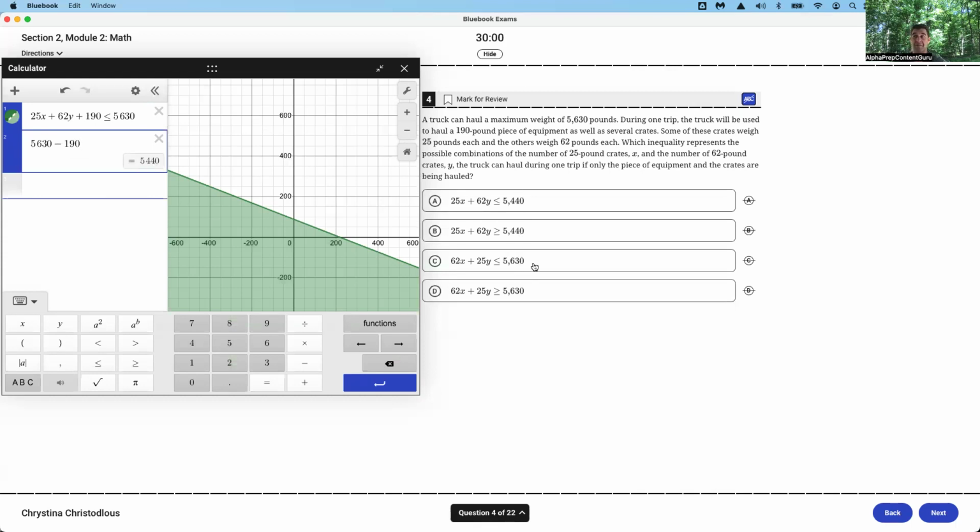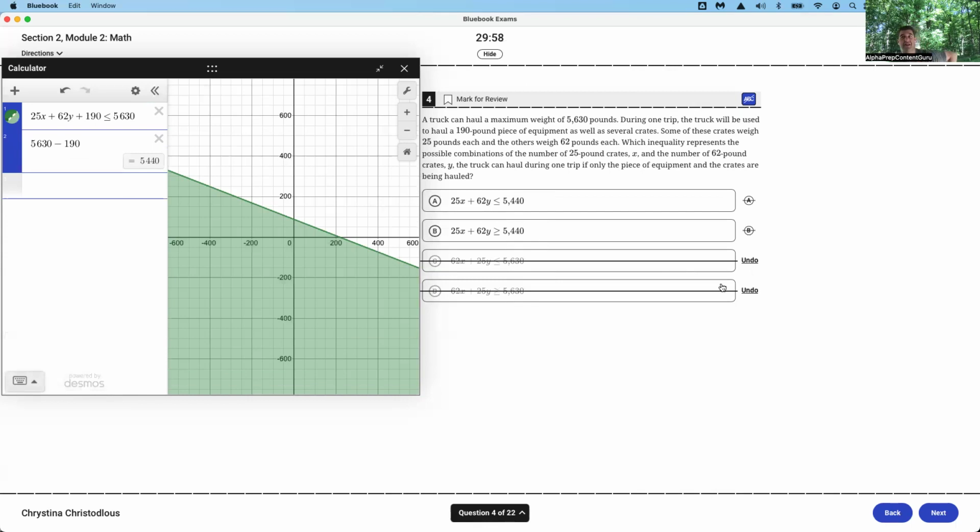Trick. They want you to pick these, but they're not the answers. And we also, how do you like that? If we took it as a highlighter question, we said all the 25-pound crates are X, then it'd be 25X, we'd get rid of C and D anyways. And all the 62-pound ones are Y. So really it's between A and B anyways.